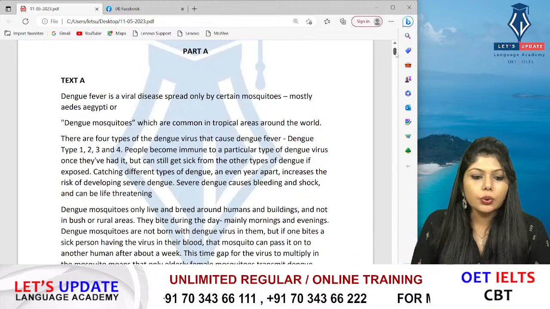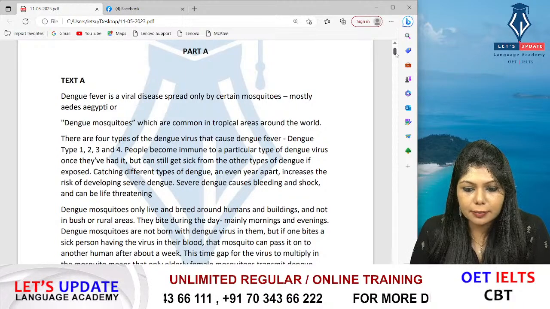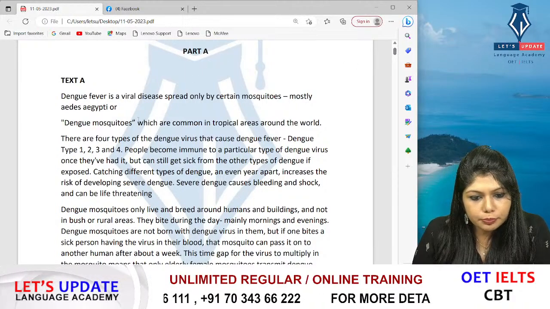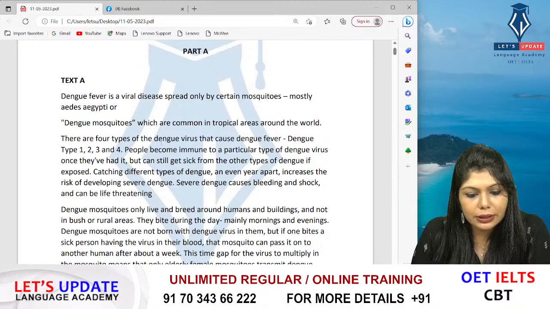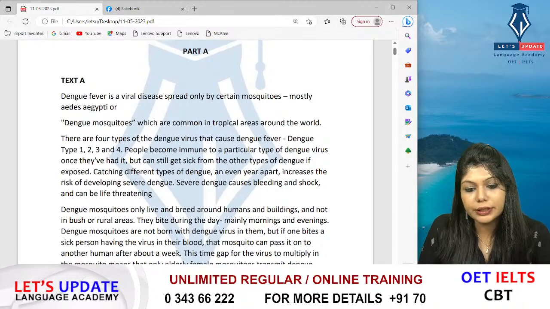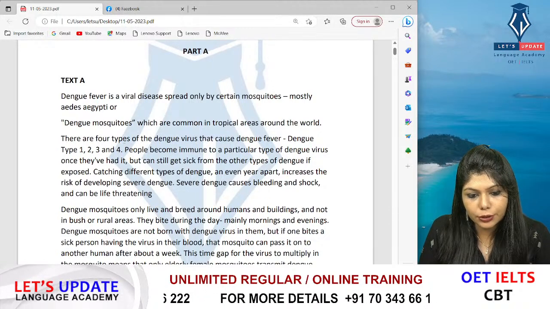Dengue fever is a viral disease spread only by certain mosquitoes, mostly Aedes or dengue mosquitoes, which are common in tropical areas around the world. There are 4 types of dengue virus that cause dengue fever: dengue types 1, 2, 3, and 4.